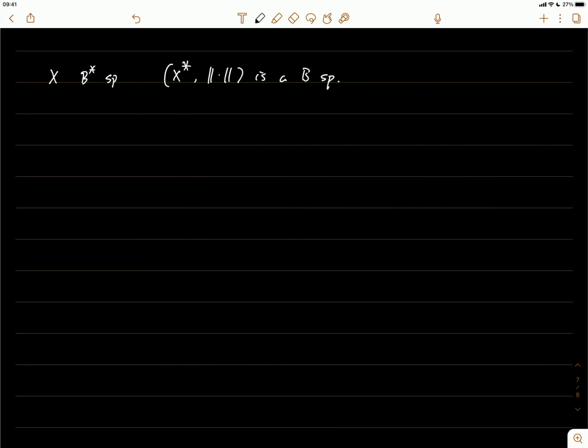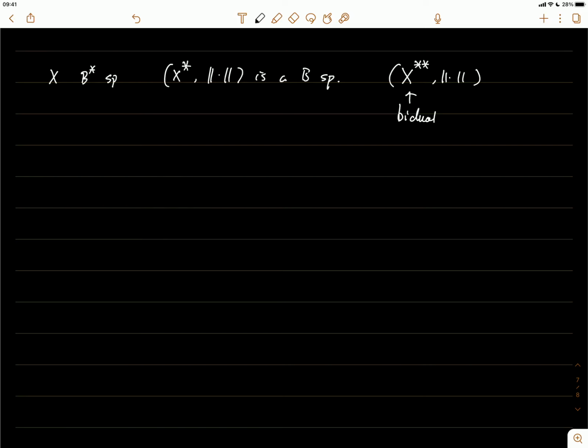Because this is a Banach space, we can further consider the dual space of this. In that case, we'll have X double star. This is the set of linear functionals defined on X star, and this is called a Bidual. Then you can also define the norm similarly as before, the operator norm, and that would also be a Banach space.